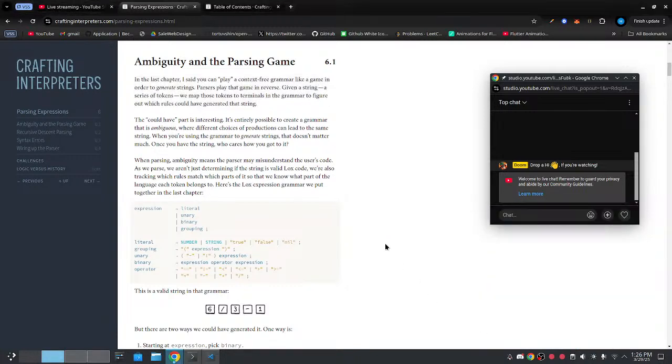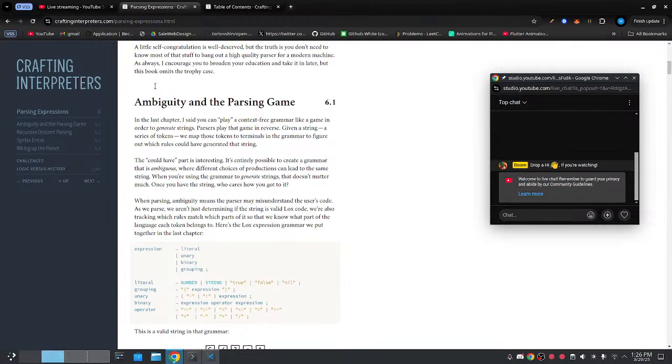If you read it, in the last chapter I said you can play a context-free grammar like a game to generate strings. Parser plays a game in reverse. Given a string, a series of tokens, we map those tokens to the terminals in the grammar to figure out which rules could have generated that string.